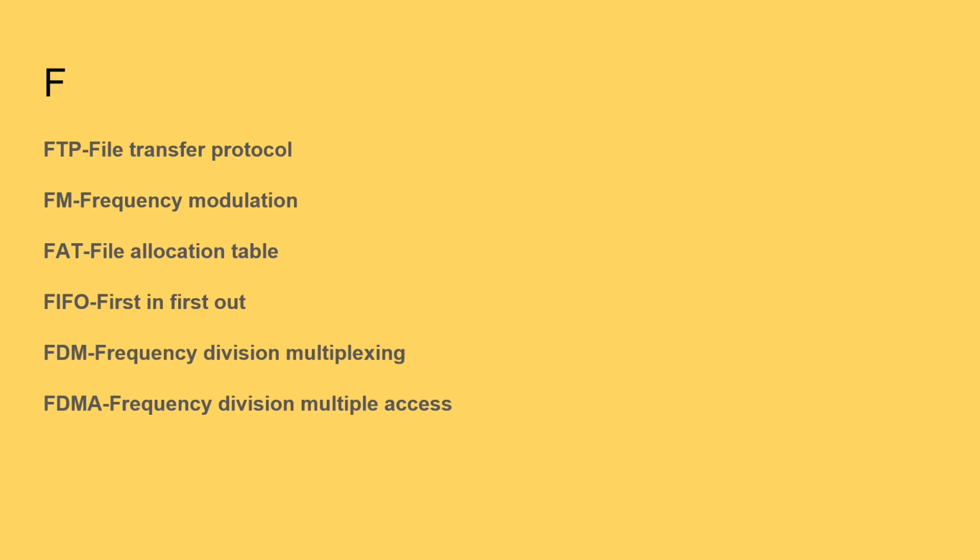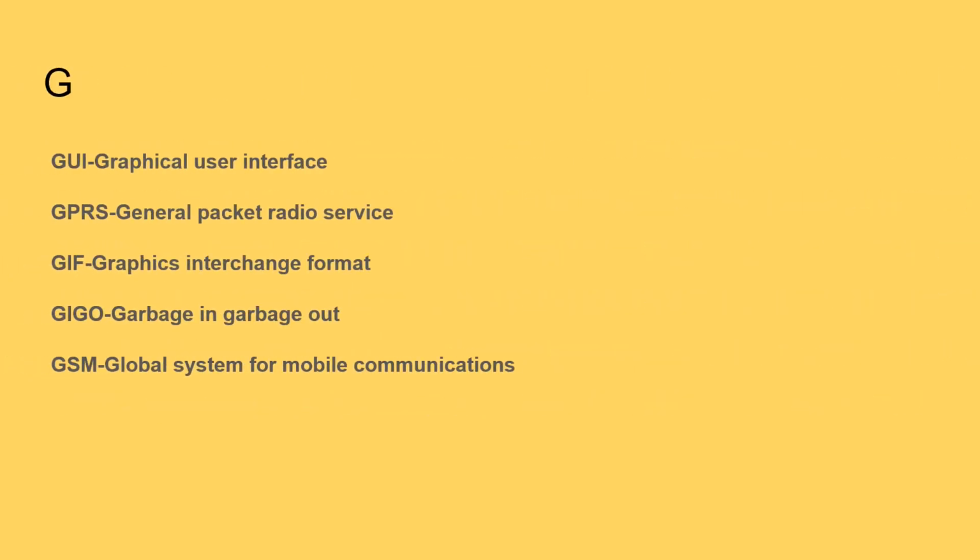FDM, frequency division multiplexing. This is another type of multiplexing technique. FDMA, frequency division multiple access. FDMA is a channel access method used in some multiple access protocols. Now let us look into the common abbreviations that start with G.